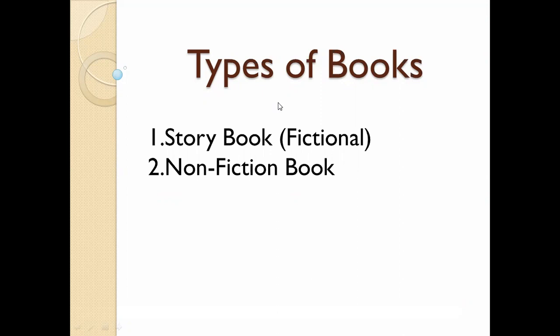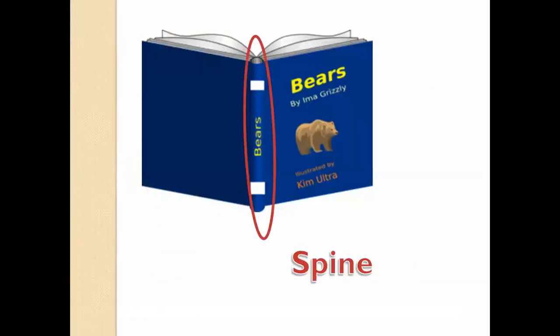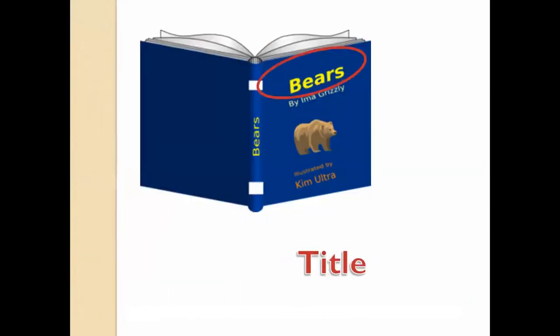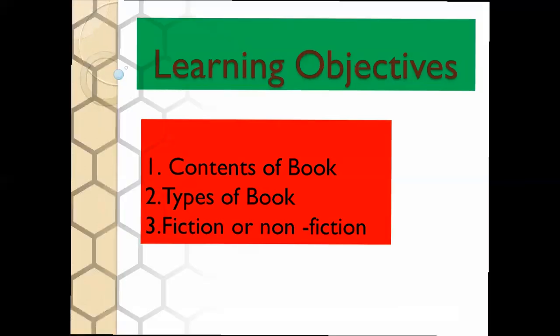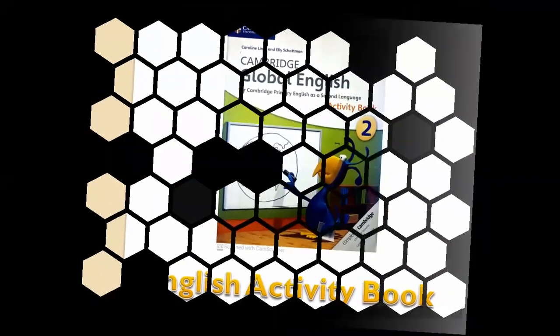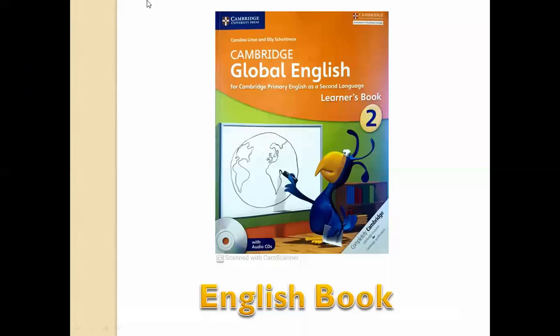Storybook means a book in which there are characters which are not true. We make those characters. Non-fiction books give us information, like our English learner's book. You can see our English learner's book. What is this book, boys? Is it a fictional book or a non-fictional book? So the English book is non-fictional.